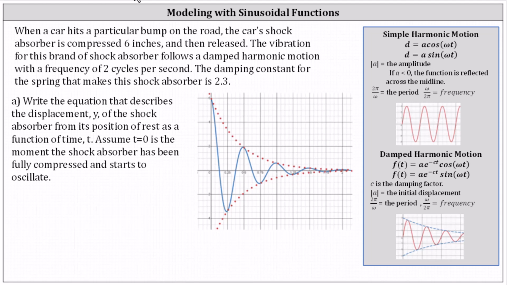Assume t equals 0 is the moment the shock absorber has been fully compressed and starts to oscillate, which means at time 0 the displacement is 6, which is why the graph contains the point (0, 6). Next, because the frequency equals 2 cycles per second, the period is equal to 1/2 of a second.